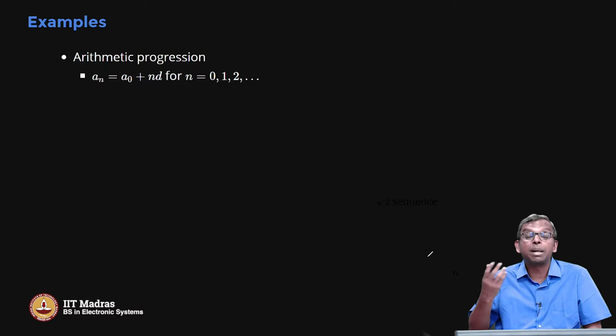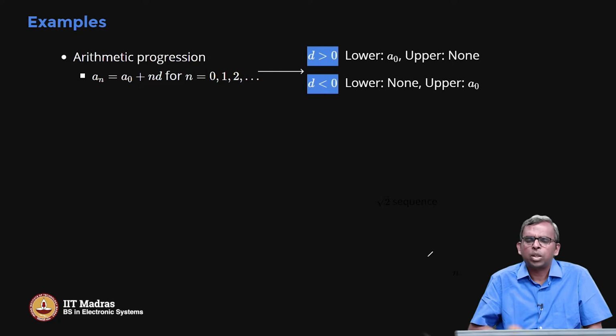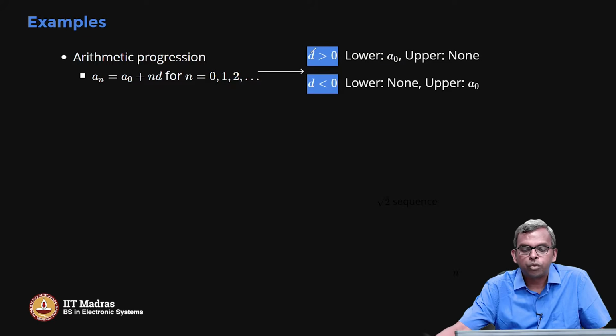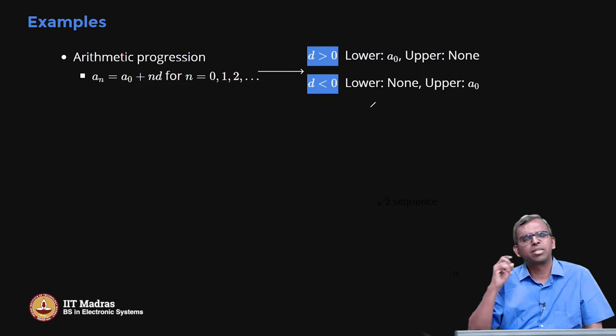So, if you take an arithmetic progression, a general arithmetic progression A0 plus nD, you can quite easily argue that if the common difference D is greater than 0, if D is positive, then the lower bound will be A0 and there will be no upper bound. Okay. On the other hand, if D is negative, then there will be no lower bound and the upper bound will be A0. Okay. So, it's a very easy thing to argue.